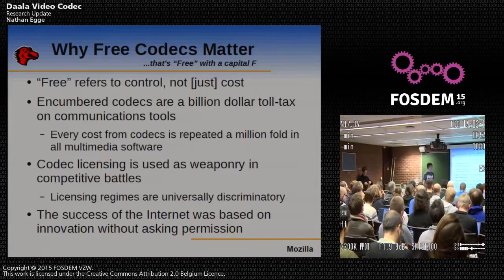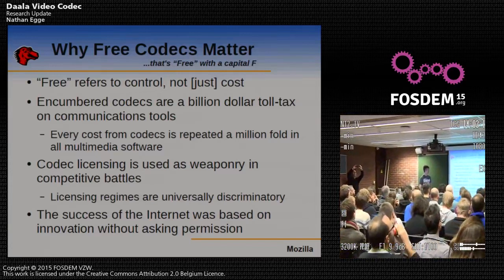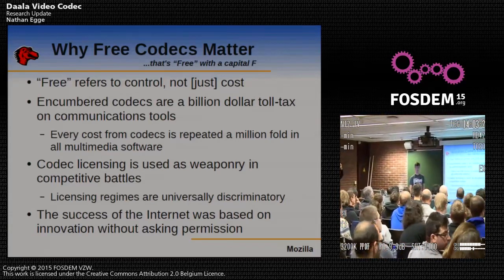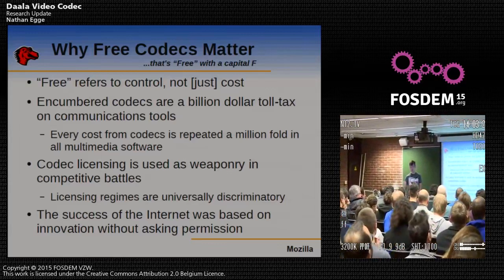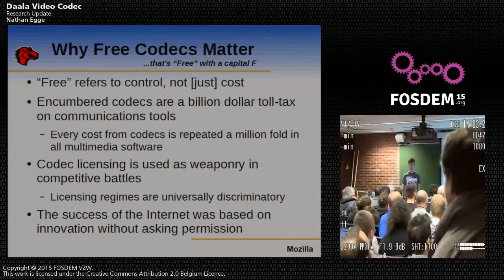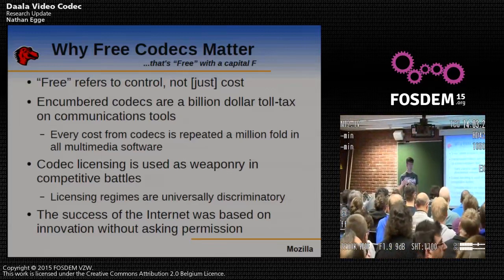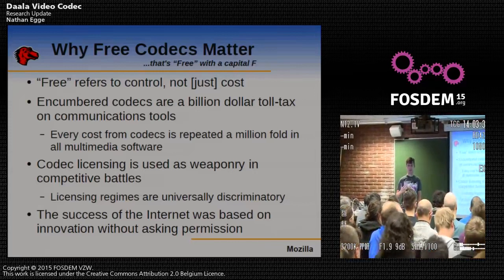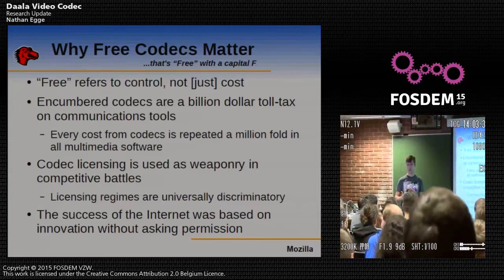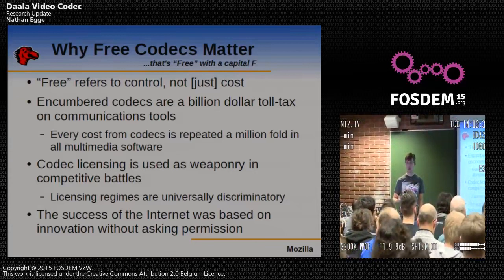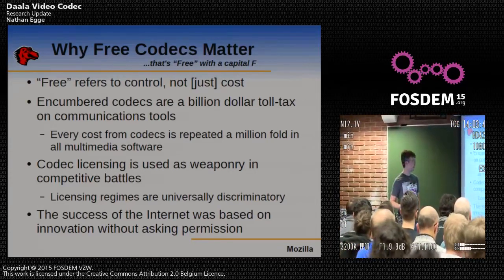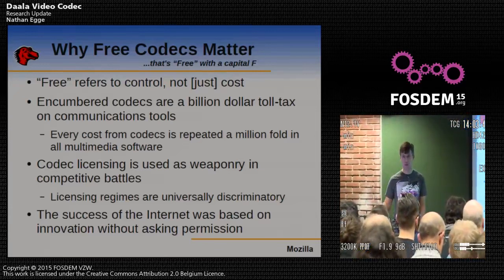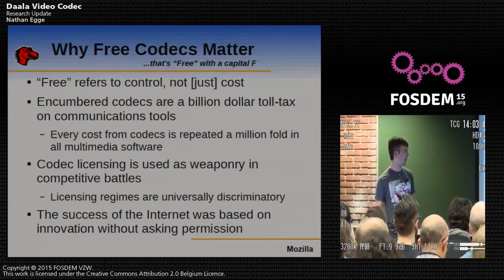If you look at the current video codecs, there is a $1 billion toll tax on communication tools. What this means is that for every cell phone that has an audio or video codec in it, there's a small cost associated with licensing that codec. If you look at the price of the components of that device over time, they all go down, but the cost of licensing the codec stays constant. And of course, as these things are sold all over the place, this is multiplied millionfold. So there's a heavy cost there.